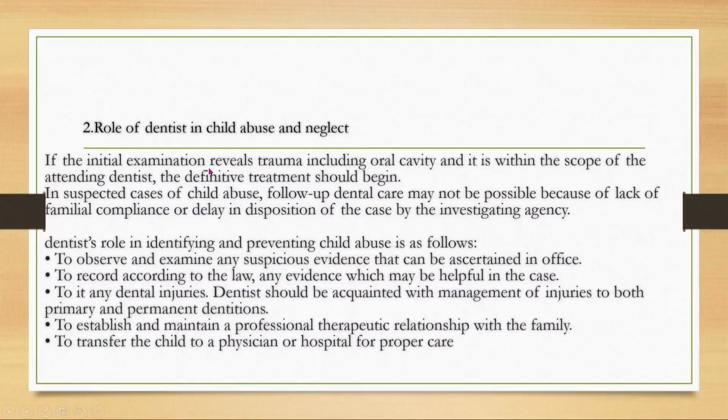So what is the role of dentist in child abuse and neglect? So he can identify and prevent the child abuse as follows. Observe and examine any suspicious evidence that can be ascertained in a dental office. Record according to the law. If any dental injuries, should be acquainted with management of injuries to both primary and permanent dentition. To establish and maintain a professional therapeutic relationship with the family, and transfer the child to physician or hospital for proper care.